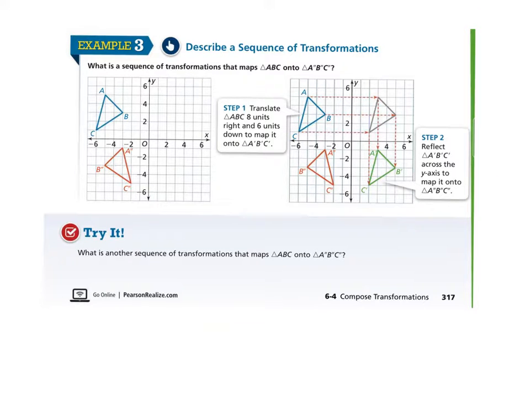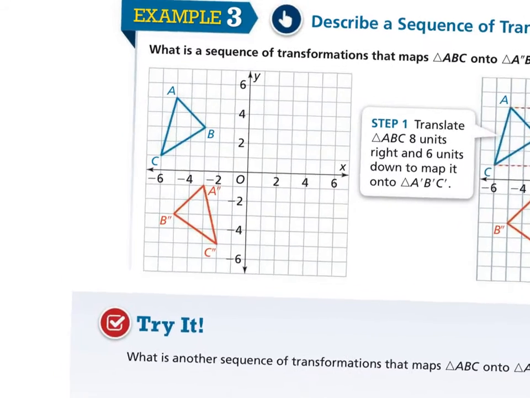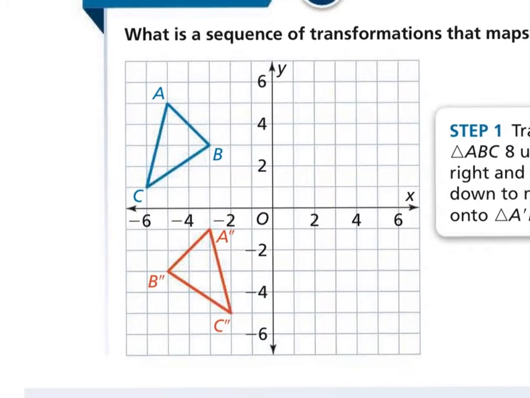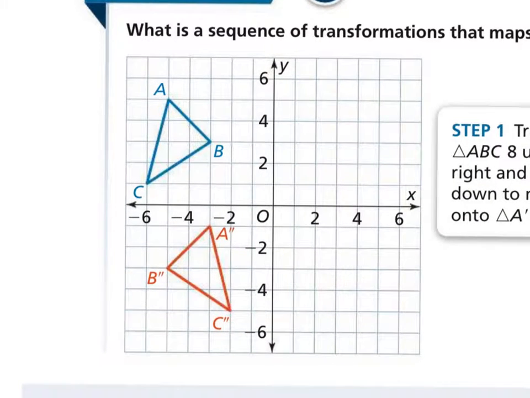Example 3, now here is the one where they are saying what is a sequence of transformations that maps ABC to A prime B prime C prime, A double prime, B double prime, C double prime. So they are just going to give us this, and they're going to say how did we get from the blue triangle to the red triangle. So blue triangle to the red triangle, there's a couple different ways maybe that we could do this.